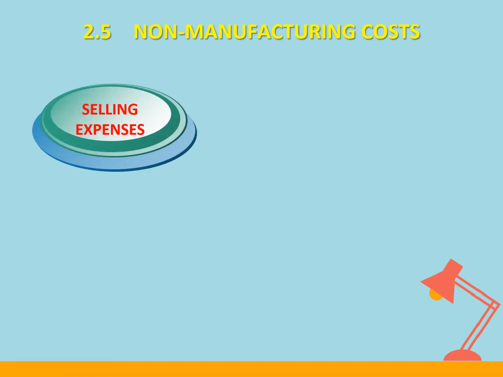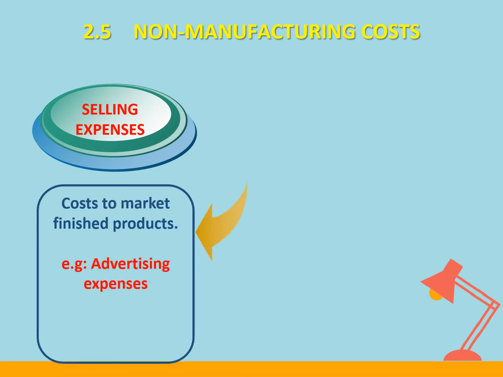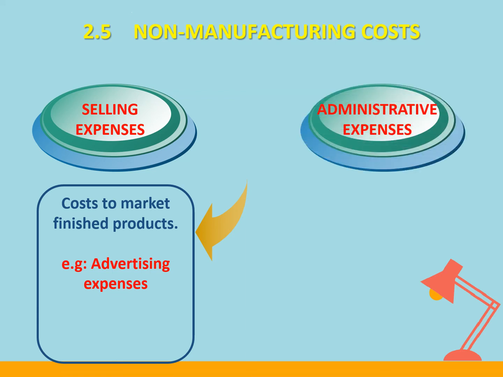Now let's look into detail at non-manufacturing costs. Non-manufacturing costs can be divided into two. The first one is selling expenses. They are costs to market finished products. For example, advertising expenses. The second one is administrative expenses.